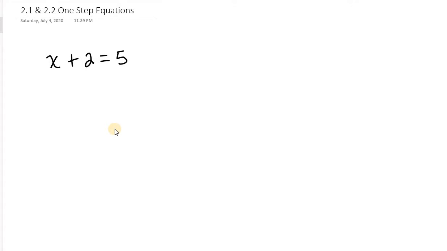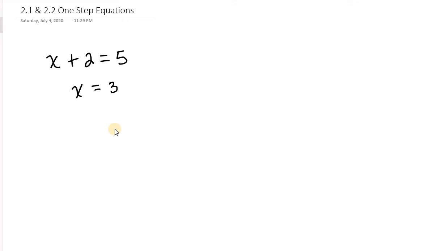Okay, this video is going to cover solving one-step equations. Some of the problems are going to come from section 2.1 and some of them will come from section 2.2. Let's look at this first equation that I have here, x plus 2 equals 5. I think most everybody will be able to look at that and tell me that x is going to equal 3. So you can do that problem in your head.